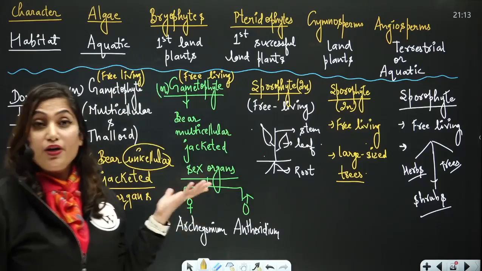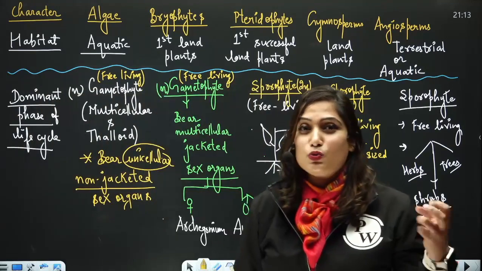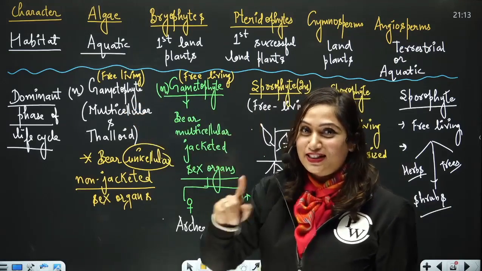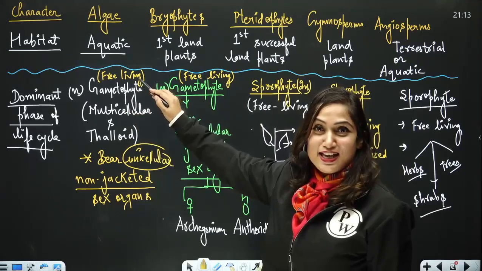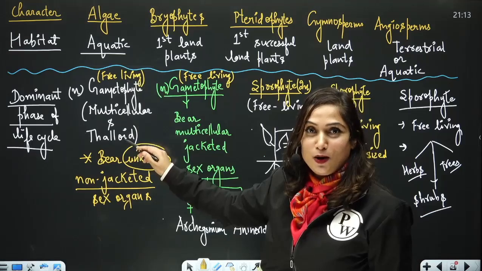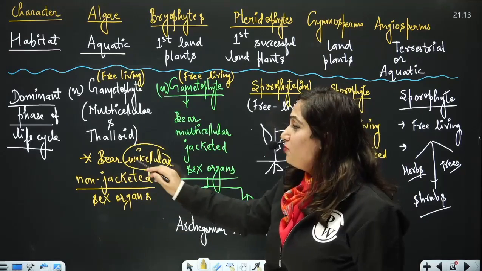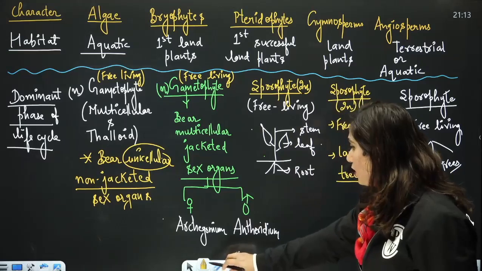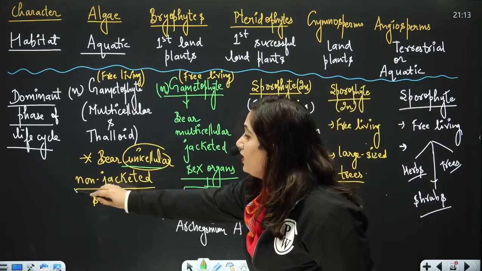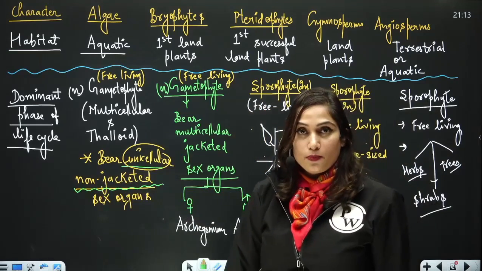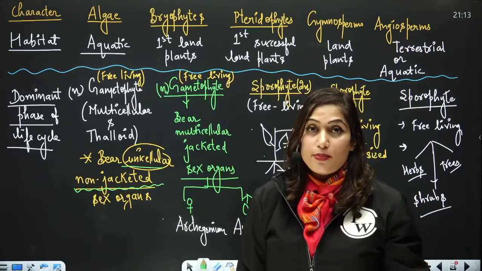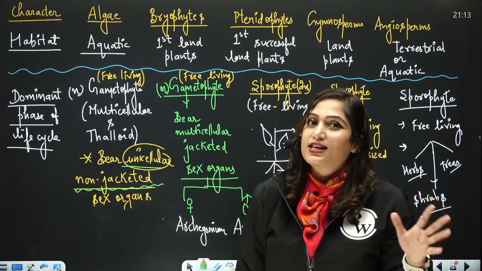Now, the dominant phase of the life cycle. Which plant has which phase dominant? The dominant phase of the life cycle in algae, I've just told you, is gametophyte. And the gametophyte in algae is free living, not dependent on anyone. It is a multicellular structure. It is thalloid, not differentiated. And remember, this point is very important, which I'm highlighting here. The sex organs of algae are unicellular and non-jacketed. One cell is the sex organ of algae, and it is not covered by a protective layer, which we call a jacket.